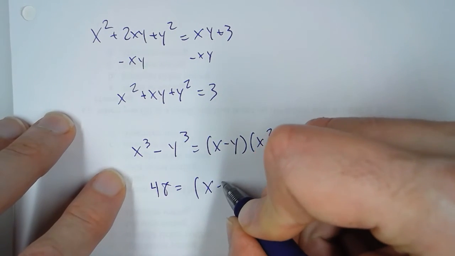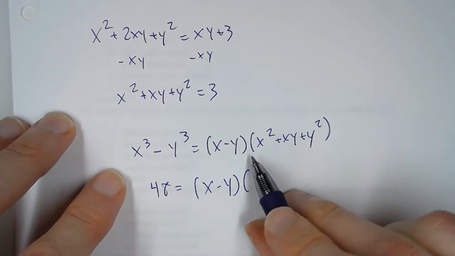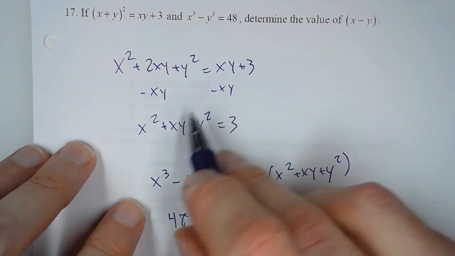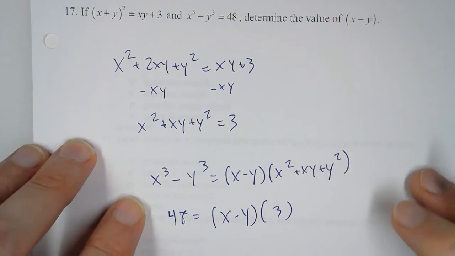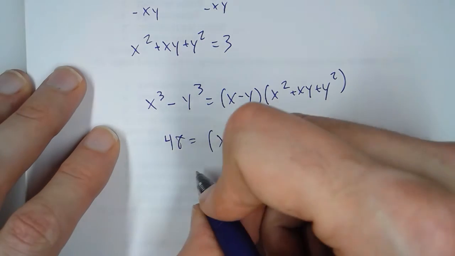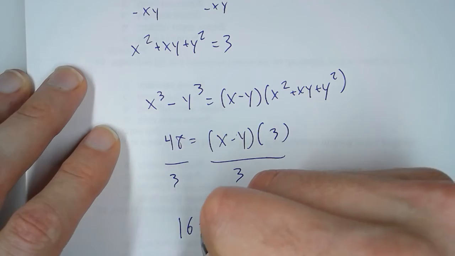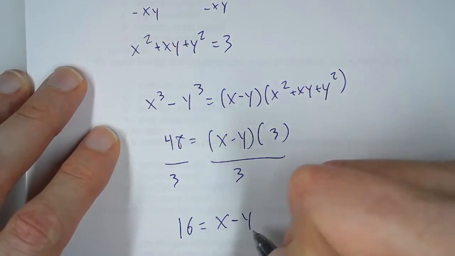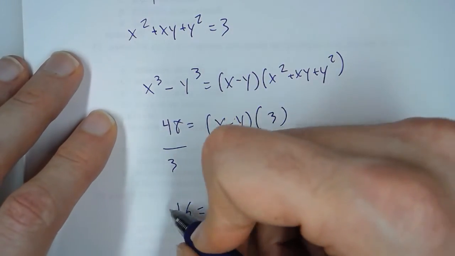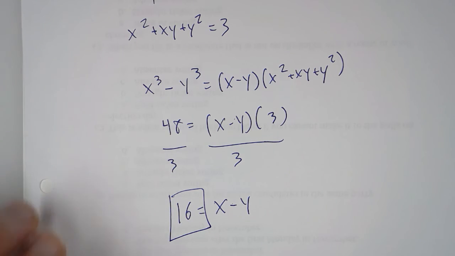x − y is what we want to find. And this we just found right here. This has a value of 3. So to get x − y by itself, we'll divide both sides of this equation by 3. And we get 16 equal to x − y. And there's our answer. And we're done.